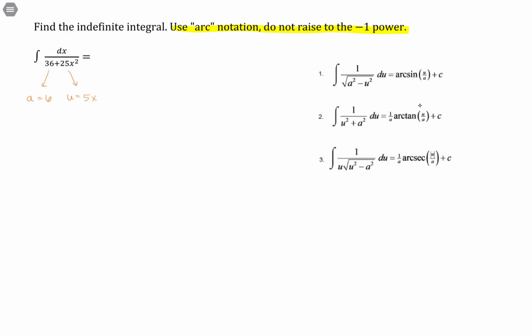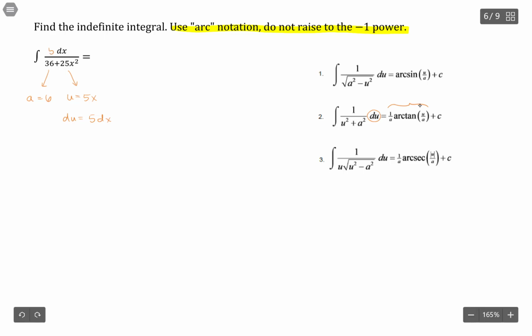Now, the important thing about identifying these things is it's going to help when we go to plug stuff in over here, but also we have to make sure du matches up as well. So du is the derivative of my function u. So in this case, it's 5 dx. Well, I don't have a 5 dx in the numerator. I just have a dx.